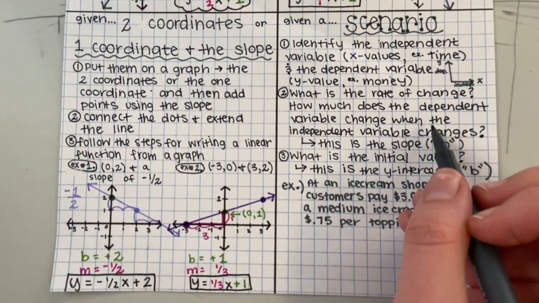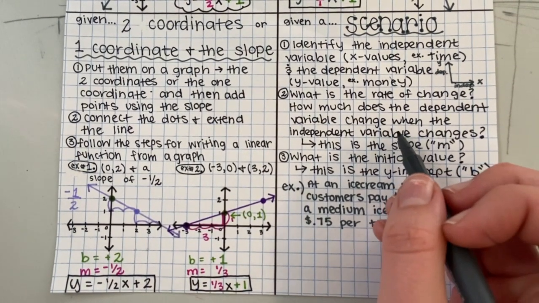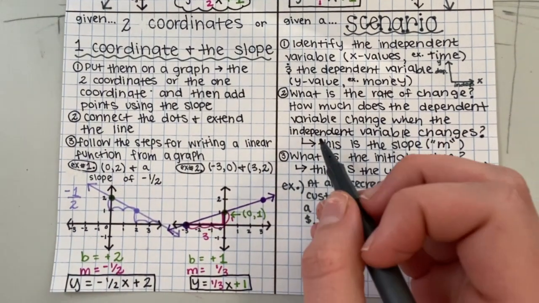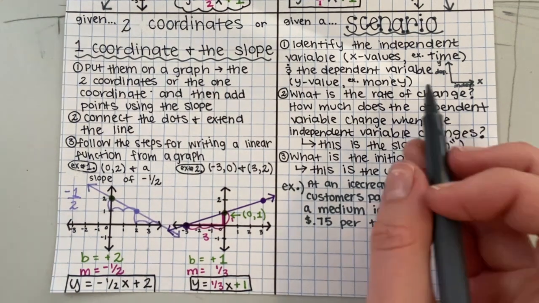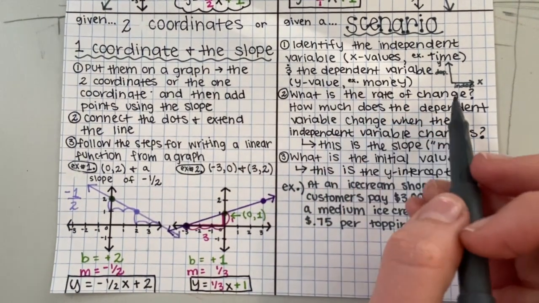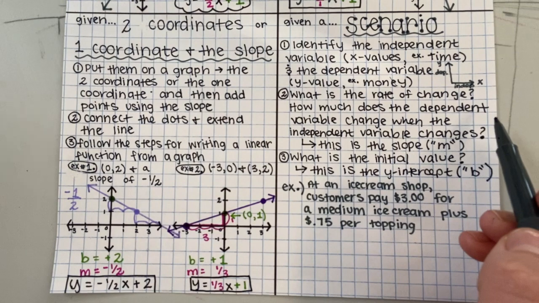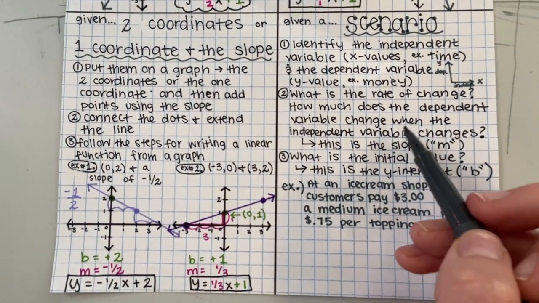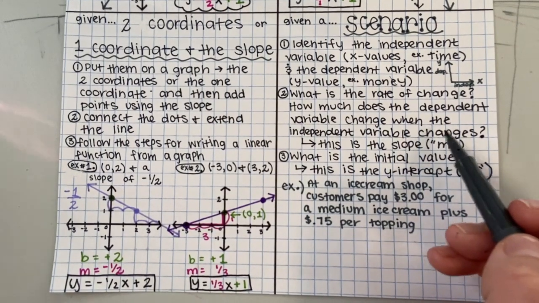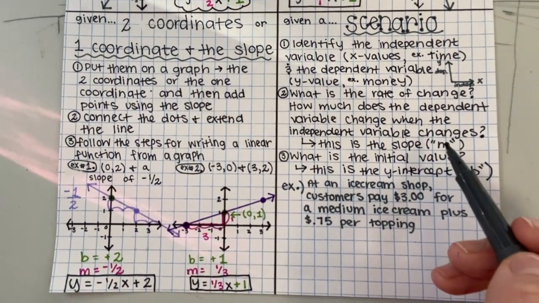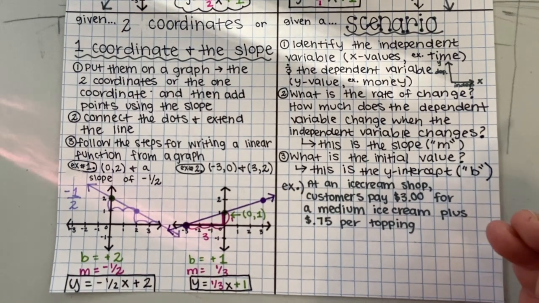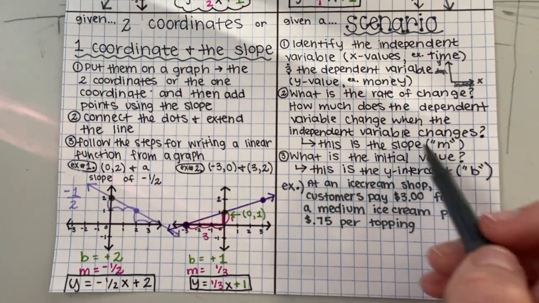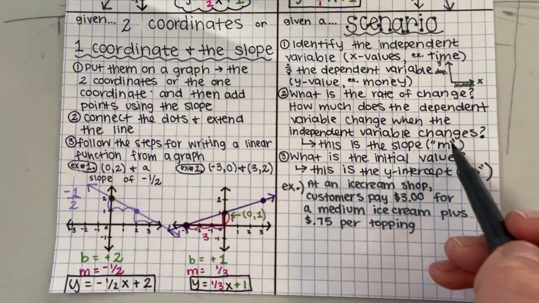Then we're going to think, okay, what is my rate of change? How much does my dependent variable change when my independent variable changes? So that example we discussed in this first step was $15 per hour. My rate of change is $15 per hour because per one increase in the number of hours, I get paid $15 more. So that is what gives me my slope. That is going to give me the number that is attached to the M.